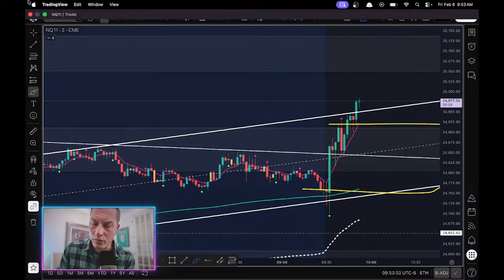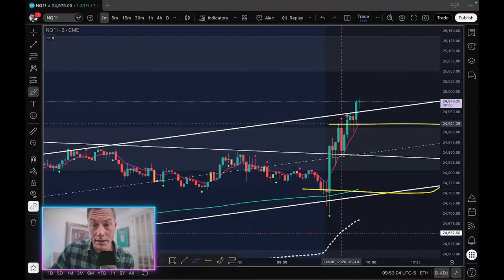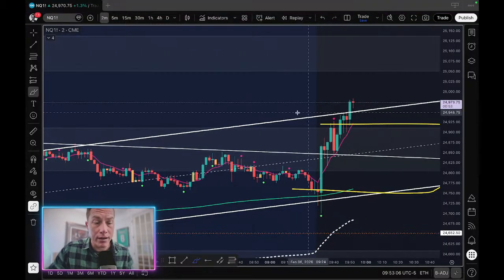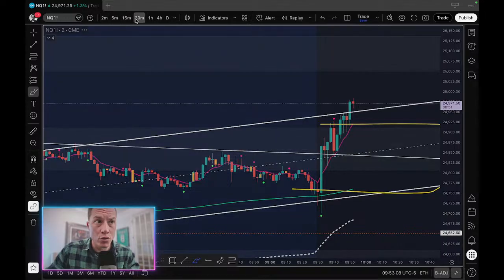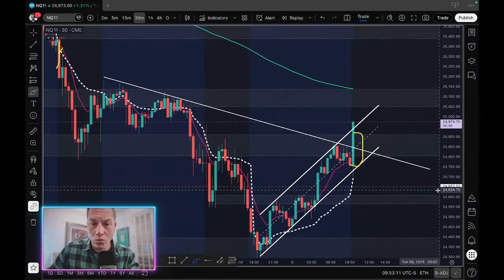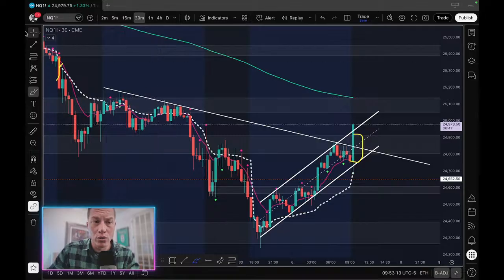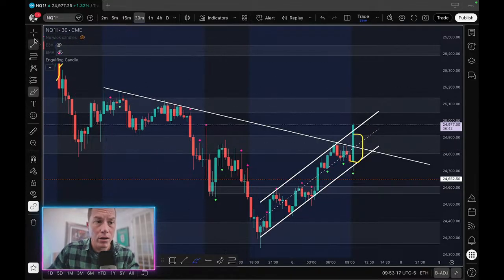And what are we doing? What are we seeing on this? What we're seeing is this break of this channel. So for you guys that just joined, let me show you this. So higher level, ignore all these lines. I'll take the lines off. I want to show you this.